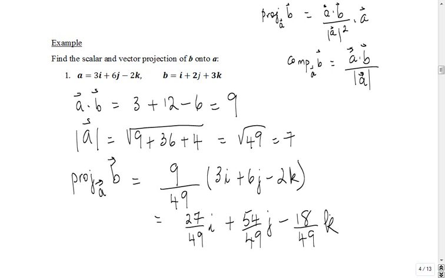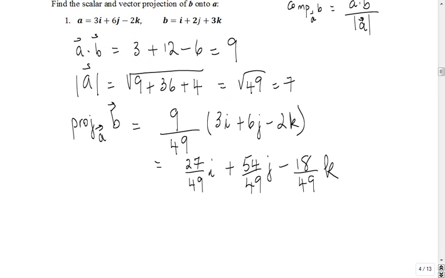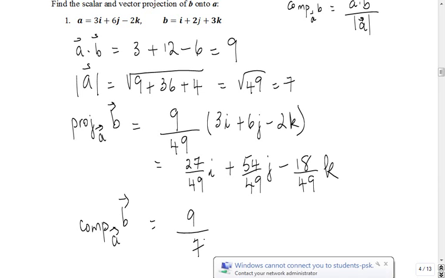Now let's do the scalar projection. So comp of B onto A is equal to the dot product divided by the length of A, which is 9/7. Done. Questions?